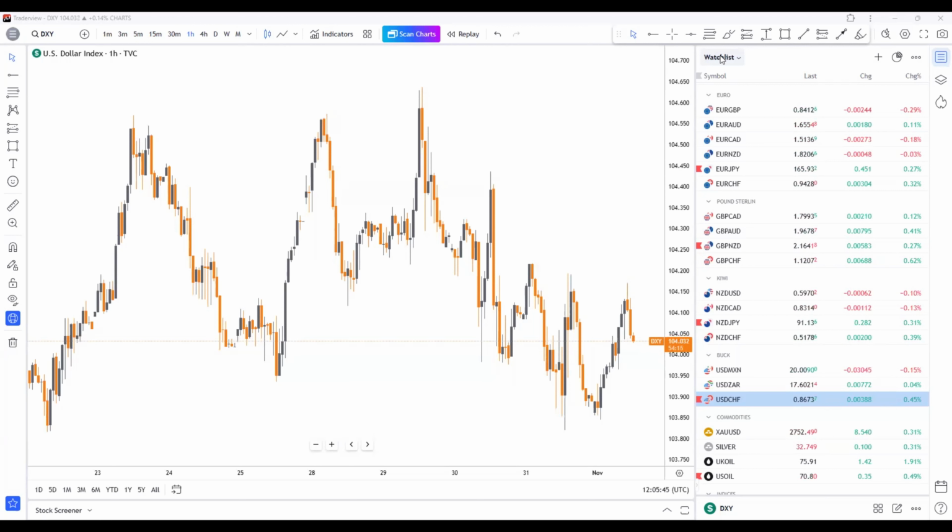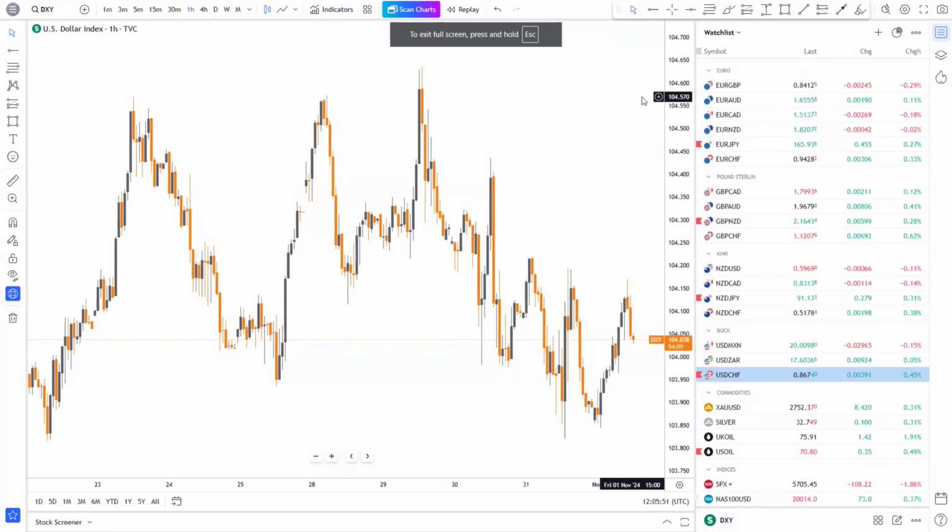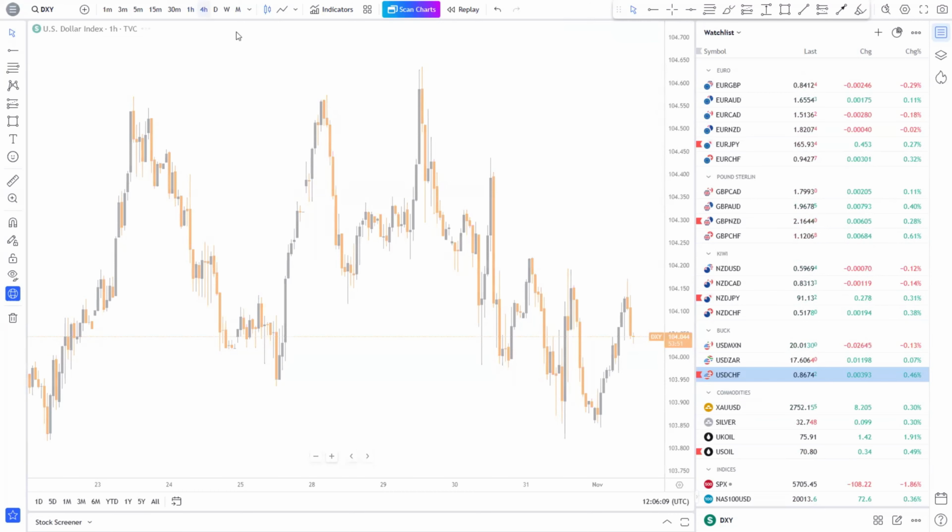So today we have NFP coming up in like 25 minutes. So this is how my analysis will be, and I'll be taking some trades based on the technical analysis.